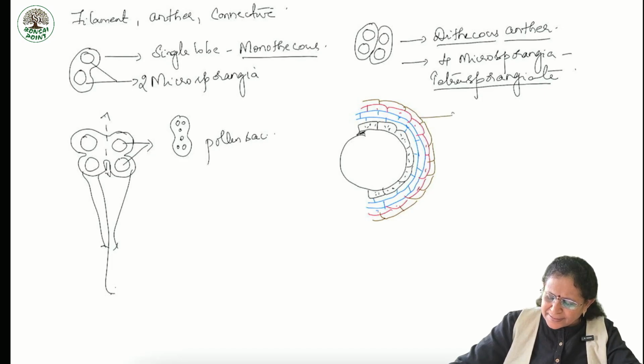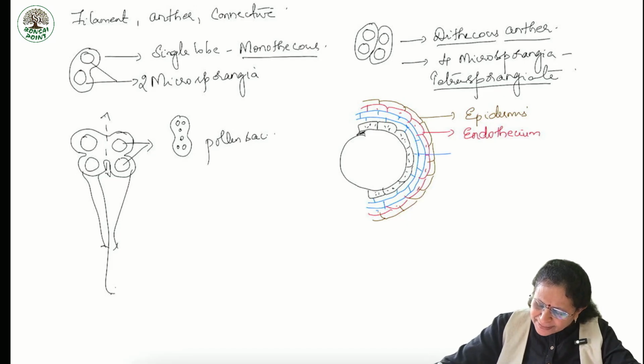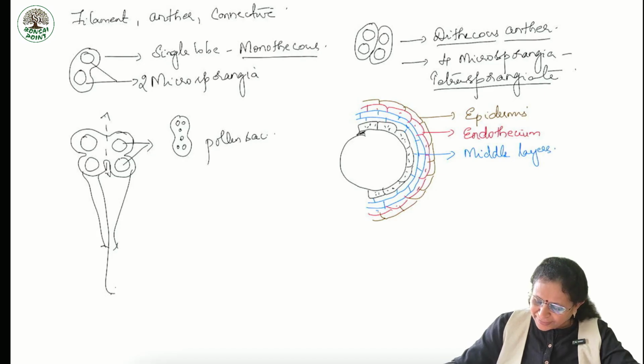Yes, this is said to be epidermis. The second one is said to be endothecium. Third, I told you 1 or 2 layers. These are said to be middle layers. They are not 1, I told you 2 or 3. And finally, we have the innermost layer, which is said to be tapetum.